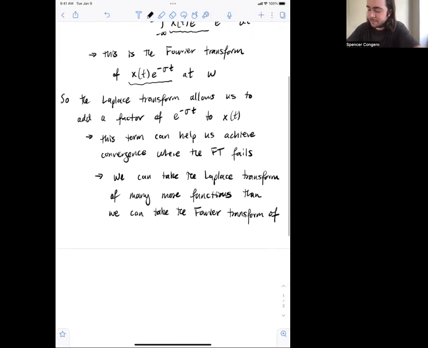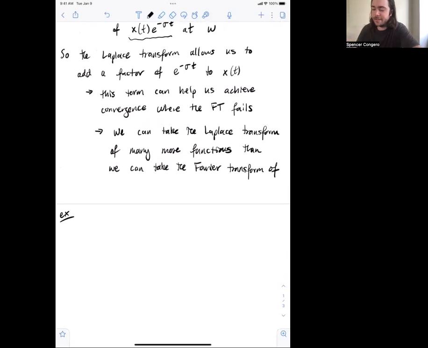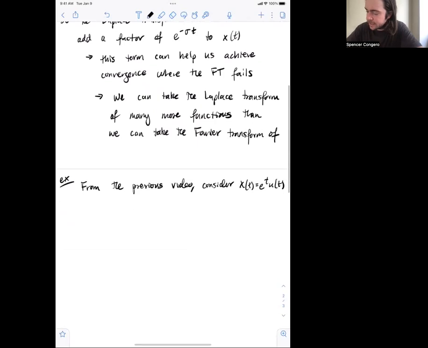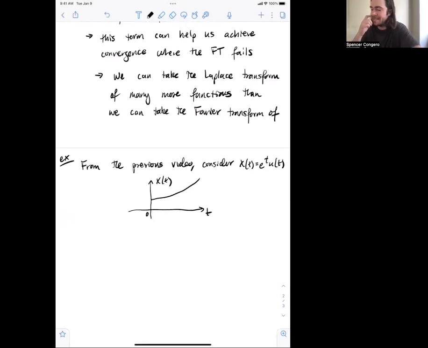All right, so let's apply this high-level logic to an example we've seen, to confirm that it agrees with the region of convergence we found before. Let's think about the previous video. Let's consider this function we looked at, x of t equals e to the t, u of t. What does that look like? Well, it looks something like this. It's just an increasing exponential, and it increases very quickly, e to the t.